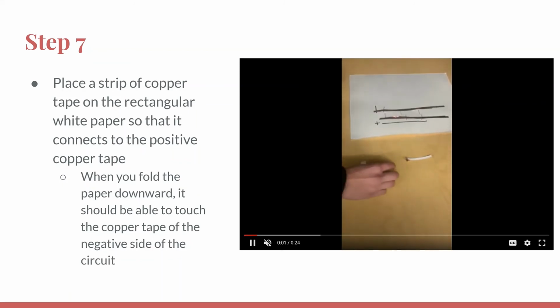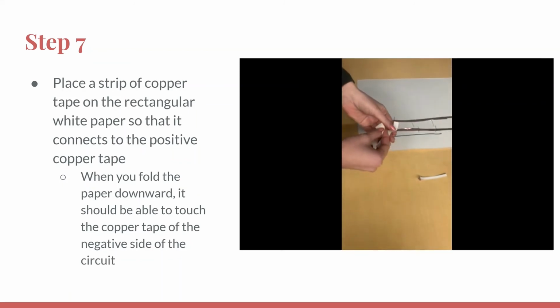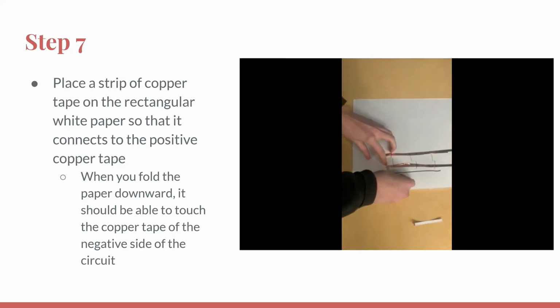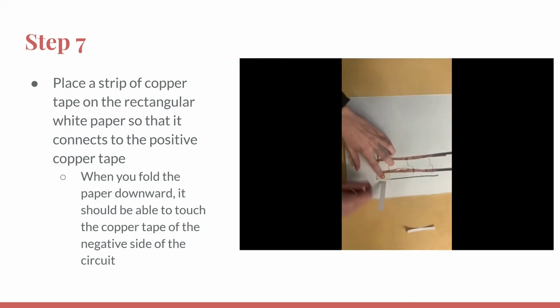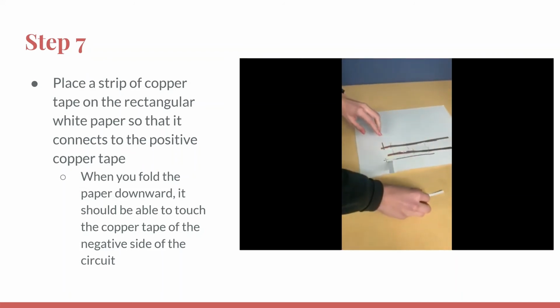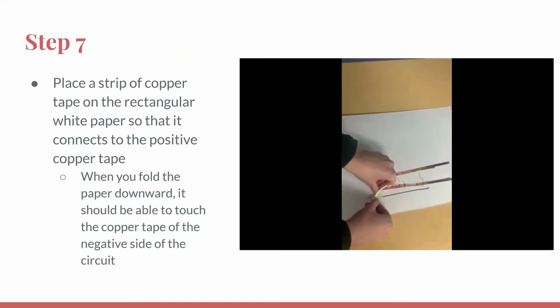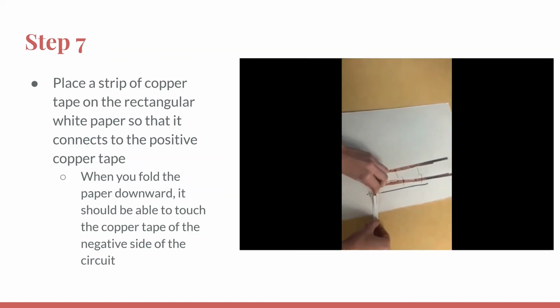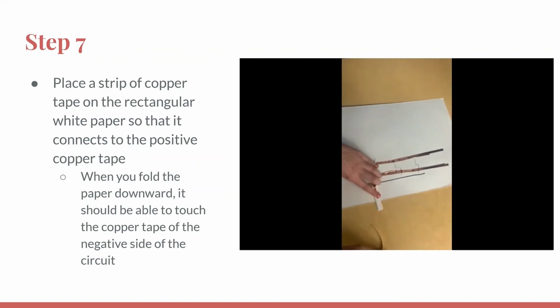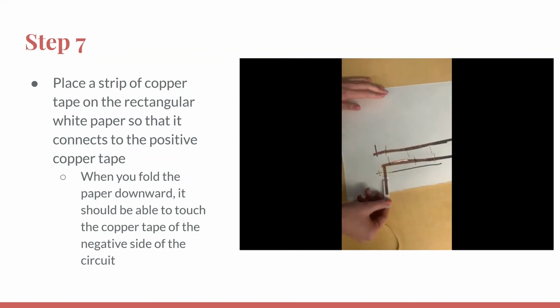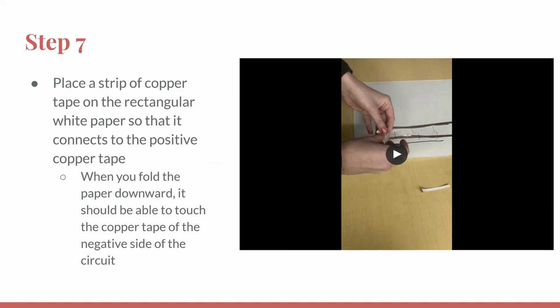For this step, take out a rectangular piece of white paper and make a small fold in it. Place a strip of copper tape onto this rectangular white paper with a little bit of overhang in the wire so that you can connect it to the positive copper tape. When this happens, you'll be able to fold the paper downward and it can touch the copper tape on the negative side of the circuit and connect your circuit, allowing for the LEDs to light up.